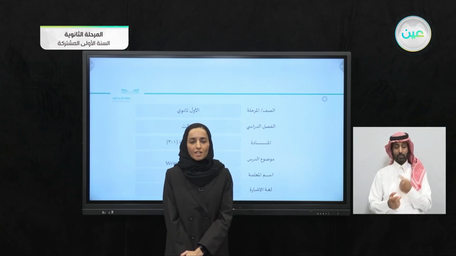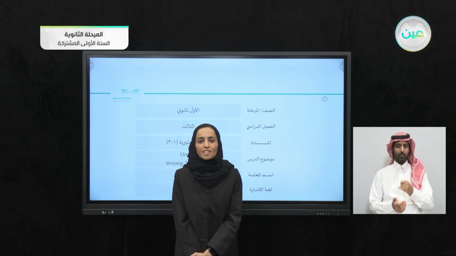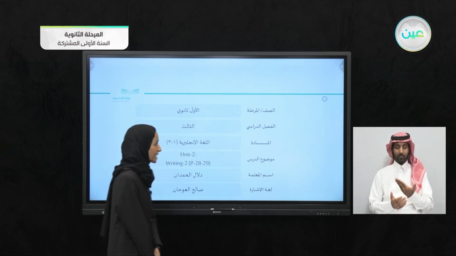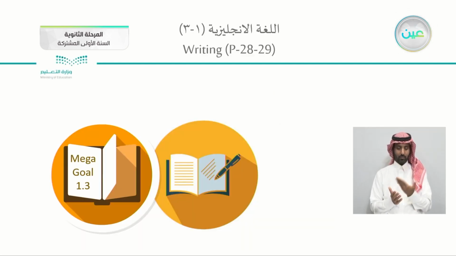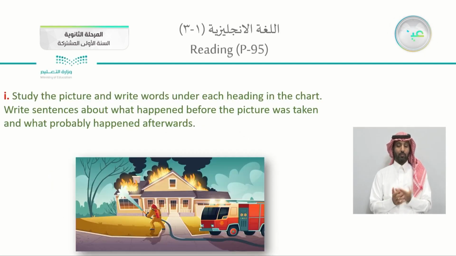In our lesson today, we'll continue with our second unit. Our lesson today is the second part from the writing lesson in your books, page 28 and 29. All you need for the lesson today is your books, page 28 and 29, a sheet of paper and a pen to take down your notes. Okay. Let's get started with this exercise from your books, page 95.